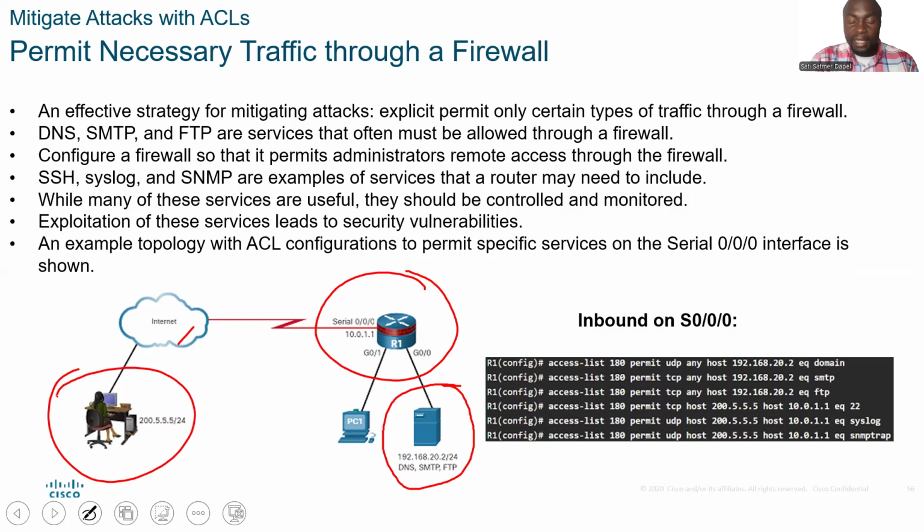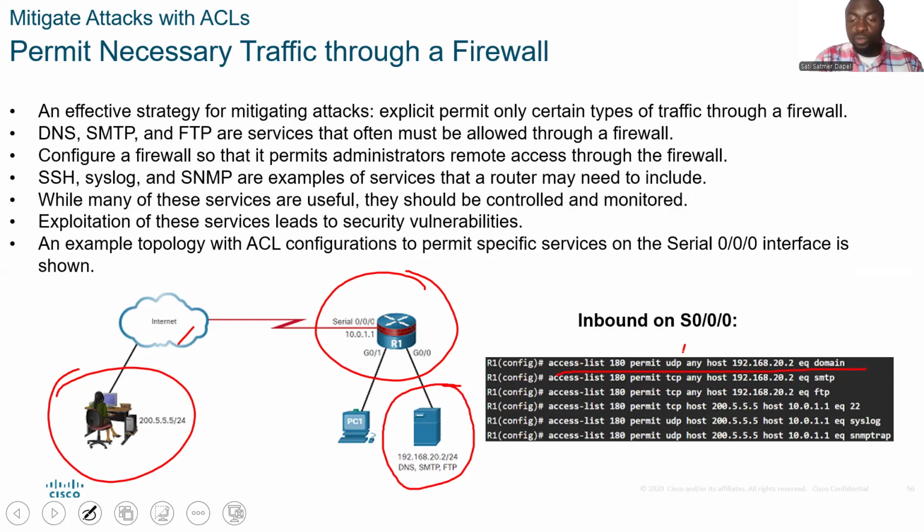Since it's specific services, it's transport layer or application layer, because I have to use port number or protocol port number. So it's going to be an extended access list. You see here, access list 100, permit UDP, because DNS, for instance, runs on UDP. For the service you want to permit or deny, you need to know whether it runs on TCP or UDP.